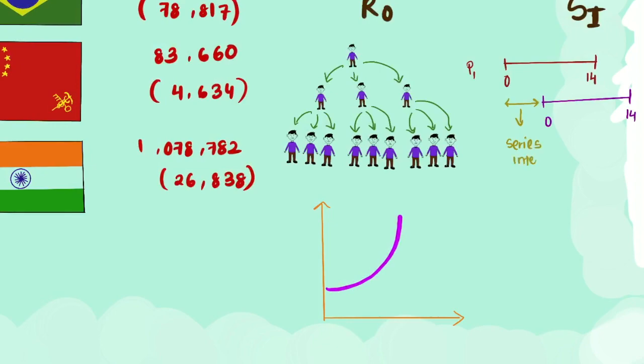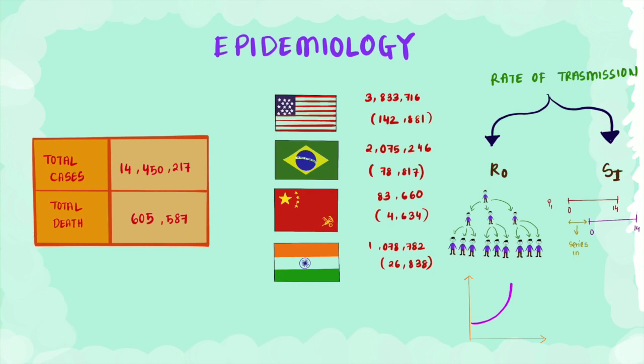Therefore, we can define serial interval as the days from the symptoms onset of patient 1 to the days of symptoms onset of patient 2, which in this case is 4. The lower the value of SI, the higher the transmission rate. On the other hand, the higher the R0, the higher the transmission rate. I hope you guys understand how the R0 and SI affect the transmission rate.